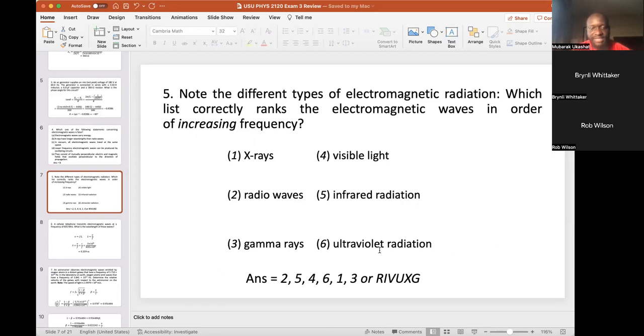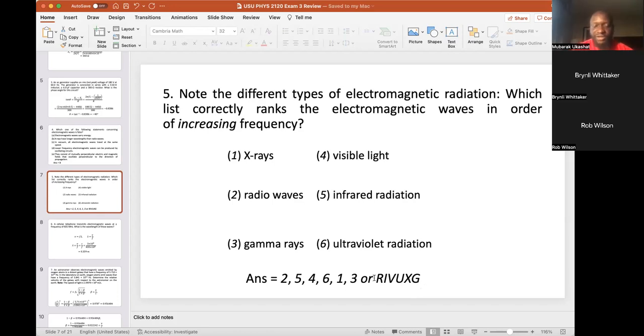The way to remember it is what I used to remember back in high school, called ROYGBIV, I mean, Revox G. Radio waves, infrared, visible, ultraviolet, X-ray, gamma rays. Revox G gives an easy way for you to remember. Radio waves have the longest wavelength all the way to the shortest wavelength, and the lowest frequency all the way to the highest frequency.